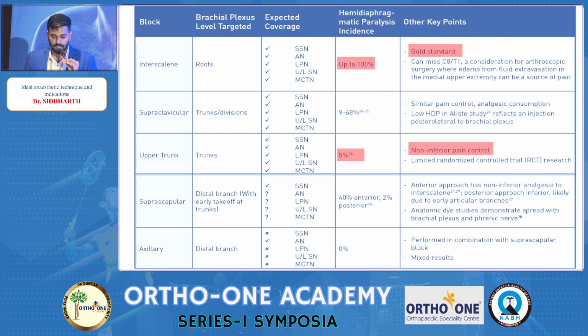In this slide, you can see that the gold standard of shoulder surgery is considered to be the interscalene block, but the chances of hemidiaphragmatic paralysis are about 100%. Whereas in the upper nerve trunk block, it is only 5%, and it is in no way inferior to the interscalene block when it comes to pain relief.